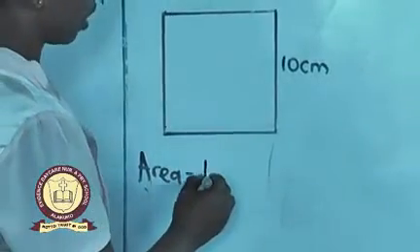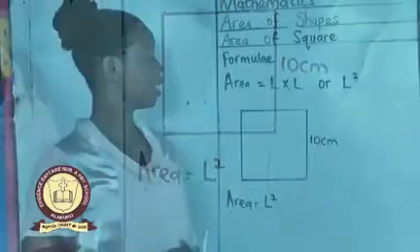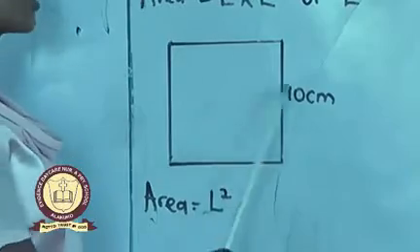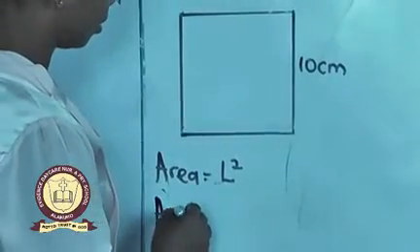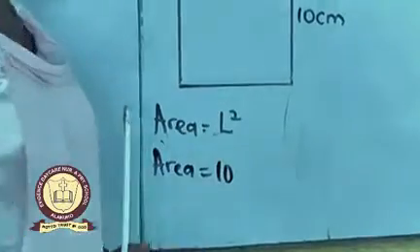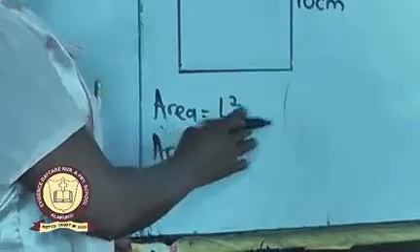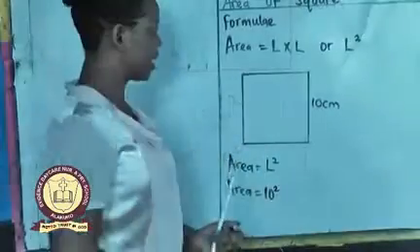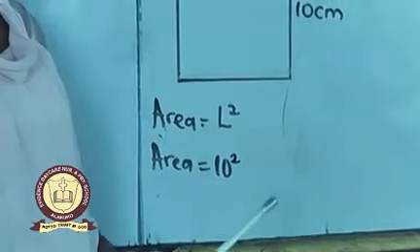Now let's take the second formula, which is L square. Area equals L square, that is length square. This is your length, like I said the other time, and you have 10 centimeter here. Let's write that. Area equals 10 centimeter, and this square, you are going to put it on. You know that this L is your length and is 10 centimeter. Why will these two be here? This means 10 in two places, that is 10 times 10.